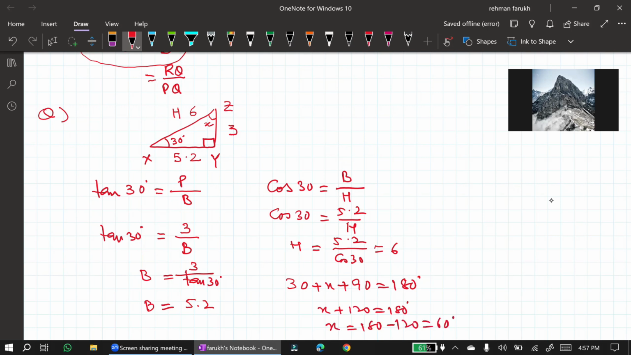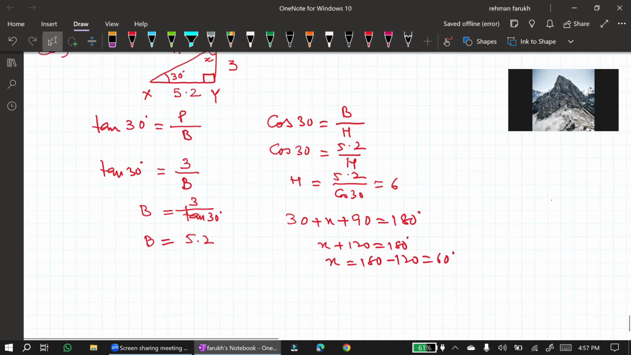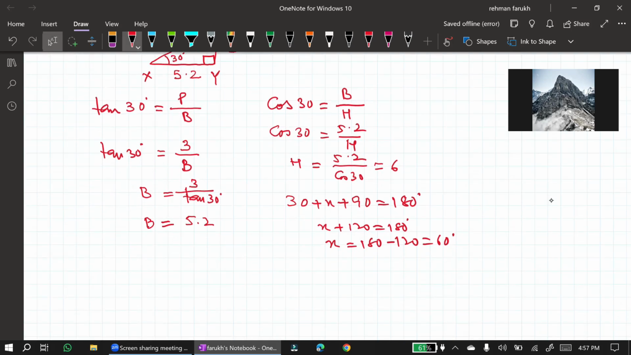So with the help of trigonometric ratios, we have all the sides of this triangle and we have the third angle of the triangle. Now look at another example.